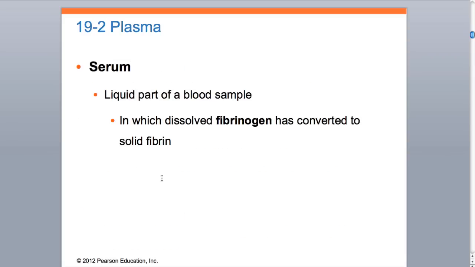Now comes serum. This is an important definition. What is serum? Serum is basically this, in which dissolved fibrinogen has converted to solid fibrin. So serum is everything that was found in plasma minus the clotting factors. So your author has a nice definition of what serum really is. Okay, any questions on that? Now, we have the next slide.